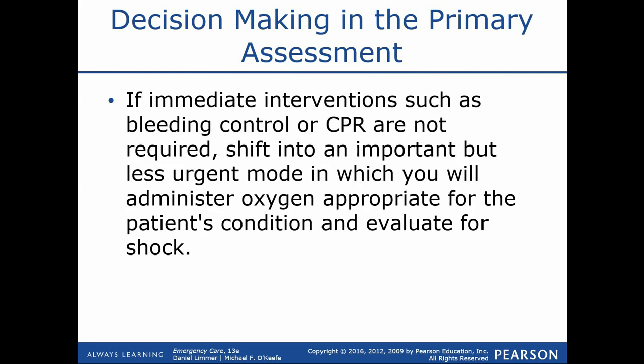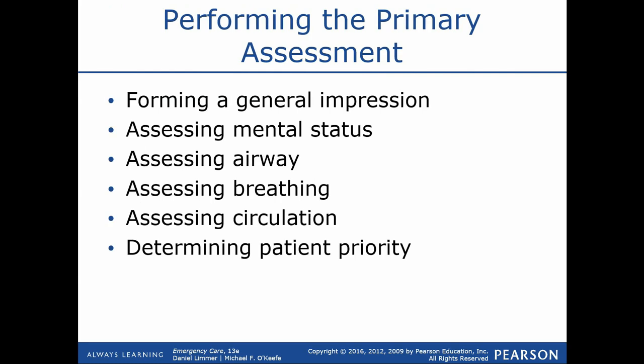So here it's just a reminder that if immediate interventions such as bleeding control or CPR are not required, shift into an important but less urgent mode, in which you will administer oxygen appropriate for the patient's condition and evaluate for shock. So we're looking at what are some things that we can do to help our patient. As we assess the ABCs and complete our primary assessment, we may not identify any immediate life threats, but we may identify some pretty urgent issues that, if not corrected, could lead down the road to a life threat. So again, we're going to evaluate our patient, make determinations, come up with a treatment plan, and implement it.